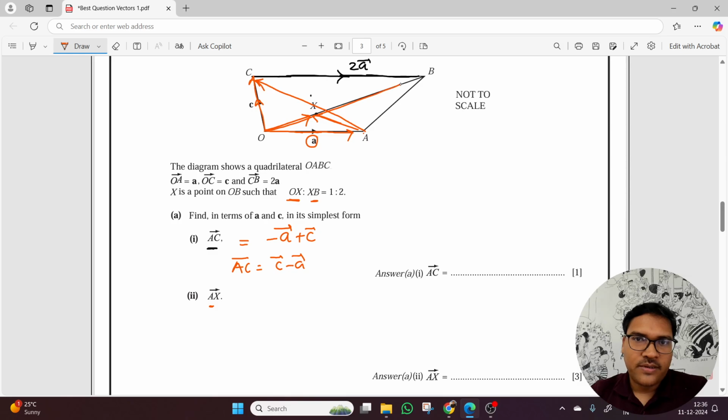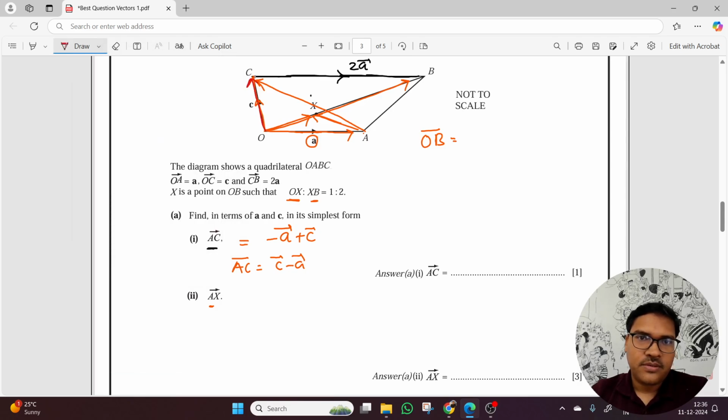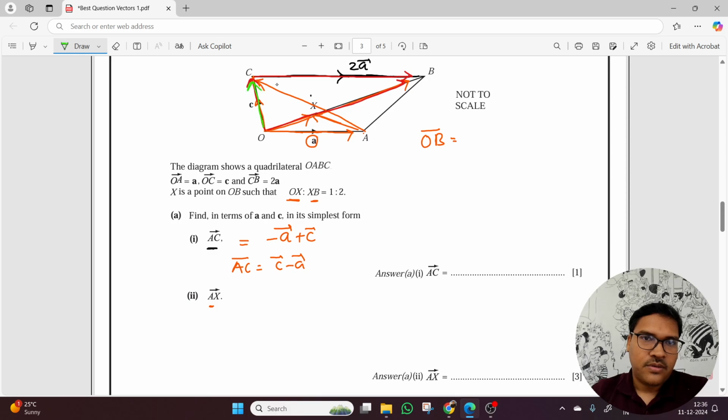You see, this is OB vector. Now what is OB vector? If you just take this triangle, this, this, and this, I hope this is clear. Let me again change the color. I'm just using this triangle. I hope this is clear. So you can see here, what is OB vector? This is C vector plus 2A vector.